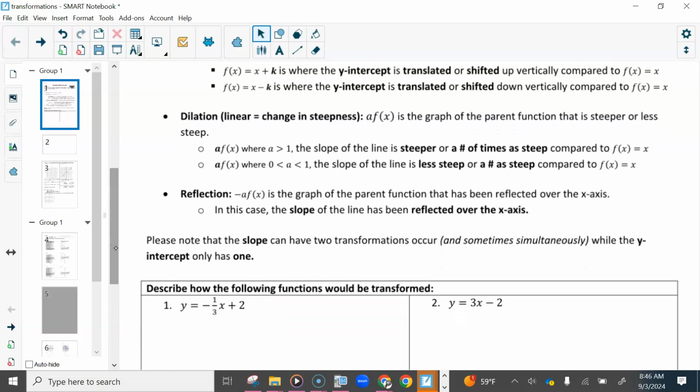And then slope actually has 2 different transformations that can happen. The dilation, the steepness, we can change that, or the reflection. If we have a negative out front, or if the slope is negative, we say the slope has been reflected. So when we talk about slope, we want to keep that negative together. But when we talk about transformations, the steepness and the reflection are 2 separate things, and you have to keep that separate.